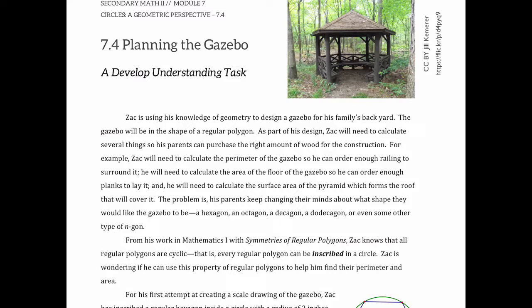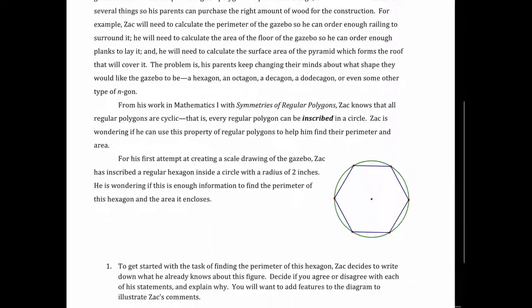to lay it. He will also need to calculate the surface area of the pyramid, which forms the roof that will cover it. The problem is, his parents keep changing their minds about what shape they would want the gazebo to be: a hexagon, an octagon, a decagon, a dodecagon, or even some other type of n-gon.